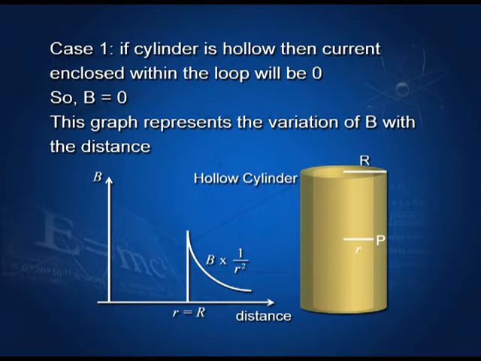At small r equals capital R, the magnetic field is maximum. Beyond r equals capital R, if we obtain the value of B, then we observe that B is inversely proportional to r square. The graph is indicating it very clearly.